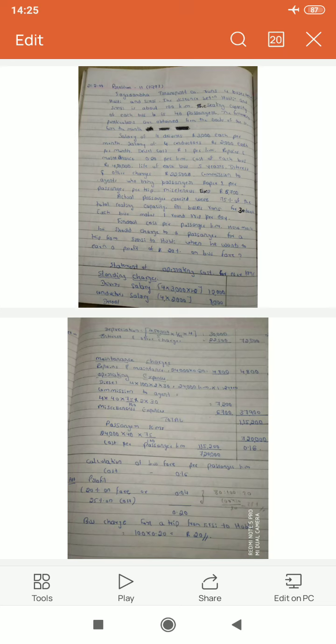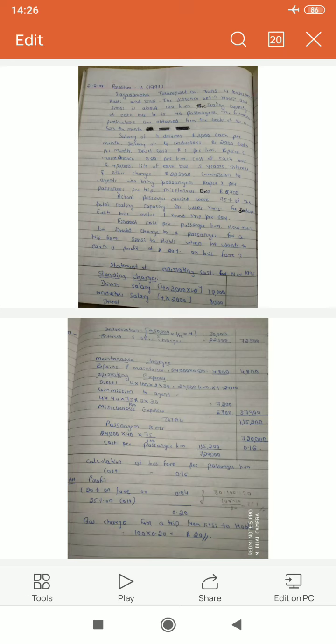What information is given in the problem? Commission to agents who bring passengers is at the rate of rupee 1 per passenger per trip. Now as usual, how many number of buses? 4 buses, into seating capacity of the bus, 40 passengers. Then occupancy 75%, into how many number of trips it makes? It makes one round trip implying 2 trips, multiplied by 30 days.